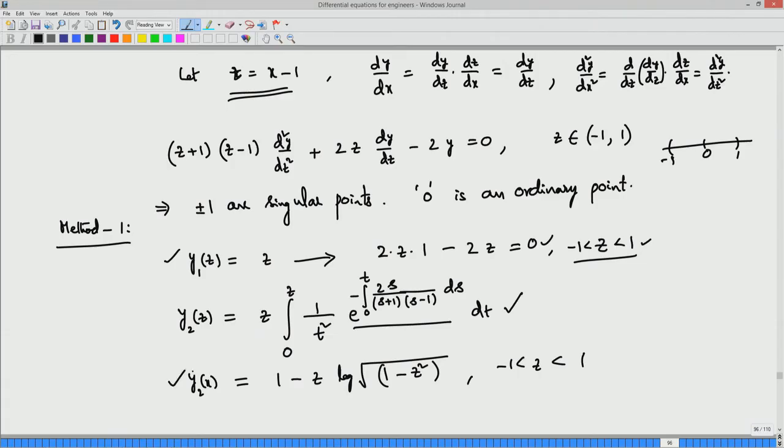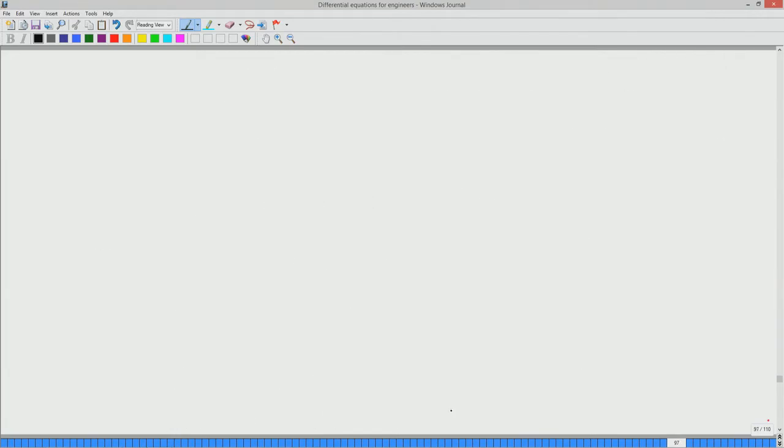So, this is your second solution. Once you get these two, you can see that z is one solution and y2 is 1 minus z times the log term, so both are linearly independent solutions. So, you can write the general solution y of z as c1 z plus c2 times 1 minus z times log square root of 1 minus z square. So, this is what you have as a general solution.